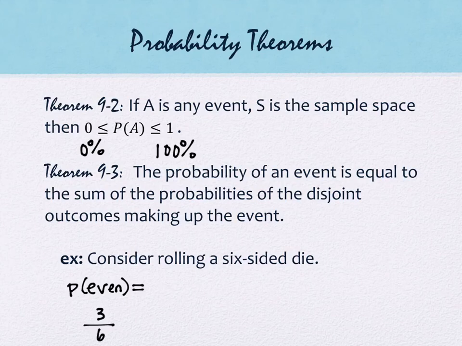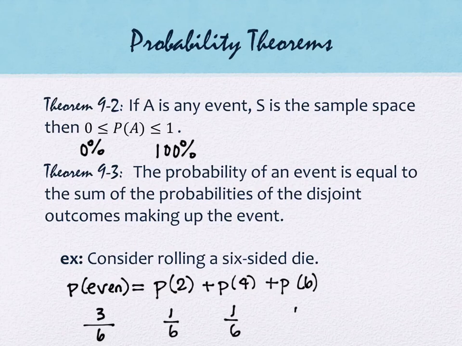Well, I could separate these into disjoint or mutually exclusive probabilities. That's the same word, mutually exclusive and disjoint. I could instead find the probability of rolling a 2, the probability of rolling a 4, the probability of rolling a 6, and add those distinctly different probabilities together because they are disjoint or mutually exclusive. So this is 1/6, 1/6, and 1/6. And of course, these are equal. So that's what 9.3 says, that I could just break it apart into something simpler to find.